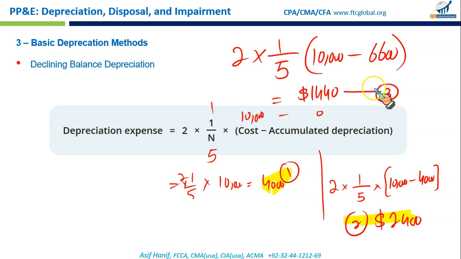So what you see is the depreciation is gradually declining as we proceed. In the first year, depreciation is the highest, 4,000, 2,400, 1,440, and as we go on for year 3, 4, and 5, the depreciation expense will be even lesser.